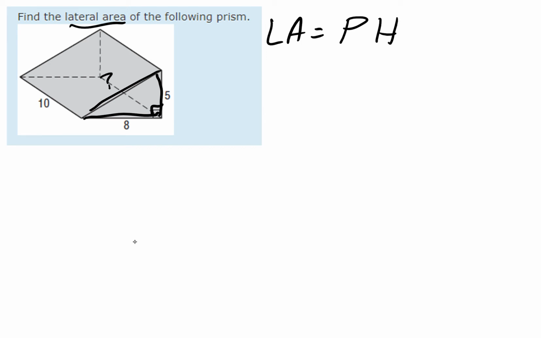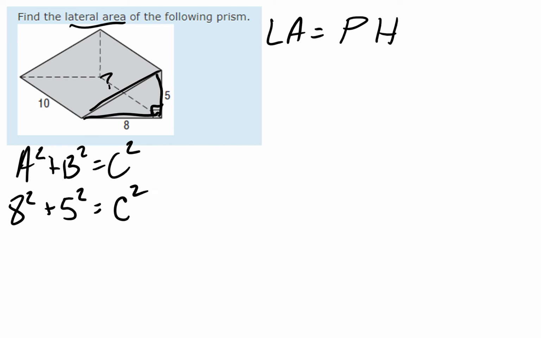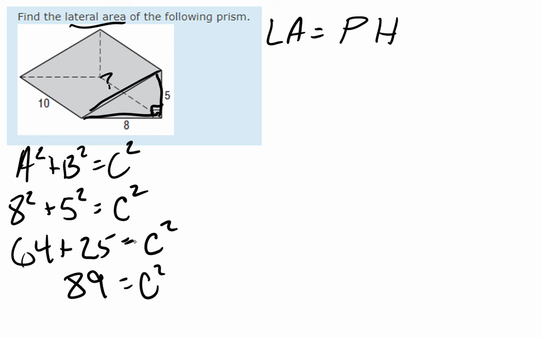We need this side right here, so we've got to use the little Pythagorean theorem. a squared plus b squared equals c squared. That's 8 squared plus 5 squared equals c squared. 64 plus 25 is c squared. So that would be 89 equals c squared. And we would square root that. So our missing side there is square root 89, which is 9 point something.